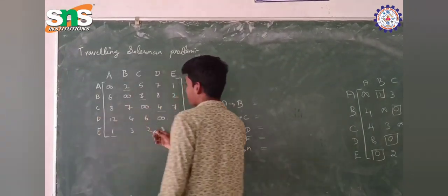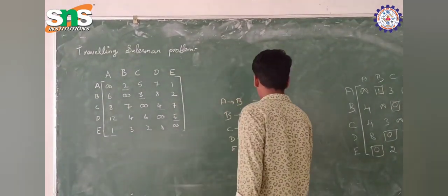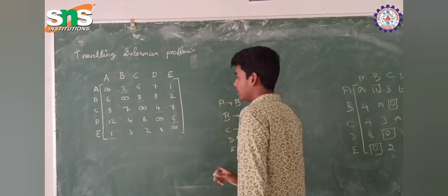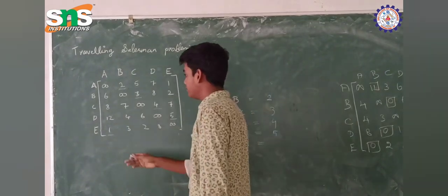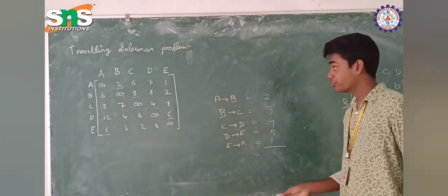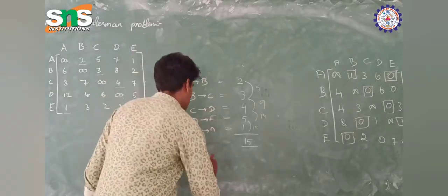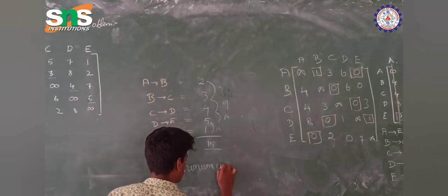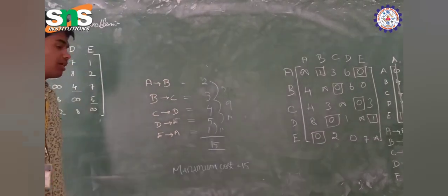So what have we got? A to B is 2, B to C is 3, and then C to D is 4, and then D to E is 5, then E to A is 1. That's it. Now we are just going to add these and get the answer. Therefore the minimum cost of this problem is 15.